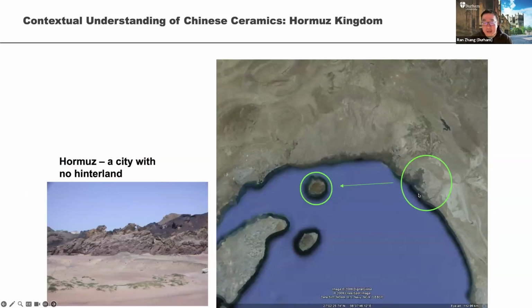And archaeologically, and also historically, we can see there are two kingdoms. One is called the Old Kingdom, and then, with the Mongolian invasion, they fled to this island, and we call this the New Hormuz Kingdom. This is a city without hinterland because the land is really, really dry and there's no production. So they have to buy water and food from other places. But they hold a very strategic place in this long distance trade.